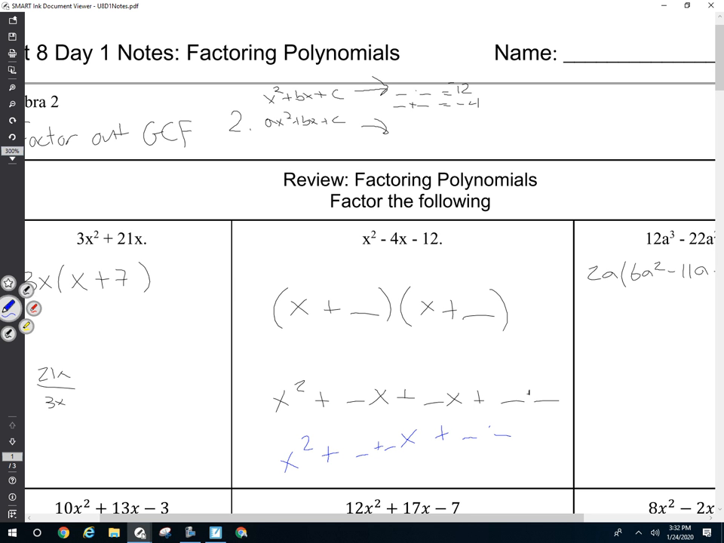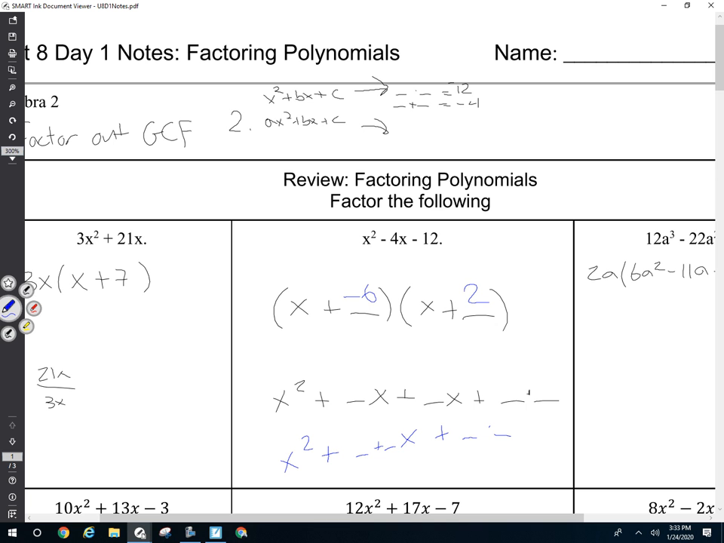Think about it. Find it. Make sure the signs are correct. And discuss with your neighbors. What do you got, Miss Abernathy? Negative 6 and positive 2.